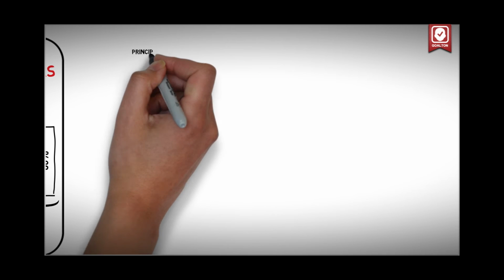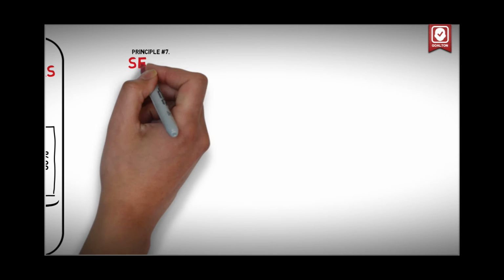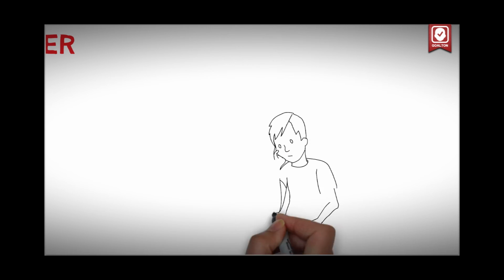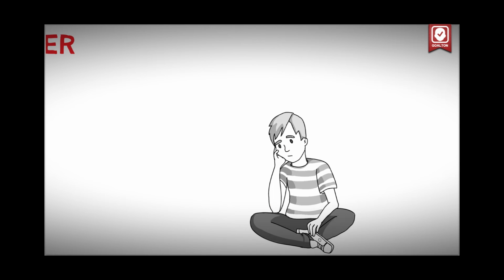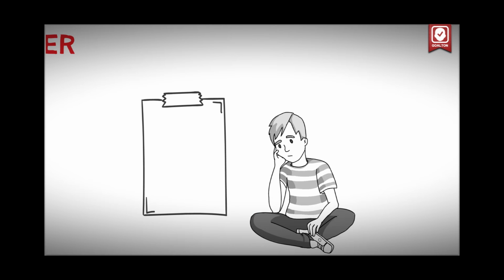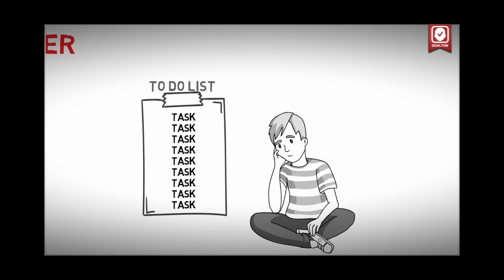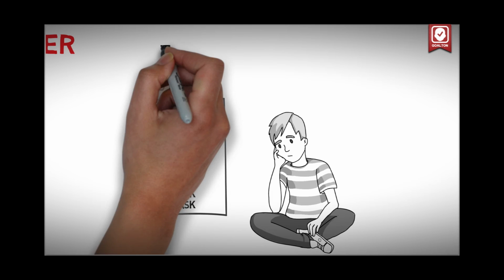Principle number 7. Set the order. This principle is closely linked to the previous one. In addition to the priority in terms of value, many tasks are performed in a certain sequence. In other words, you cannot build walls until the foundation is built. Otherwise we cannot be sure of the reliability of your home.